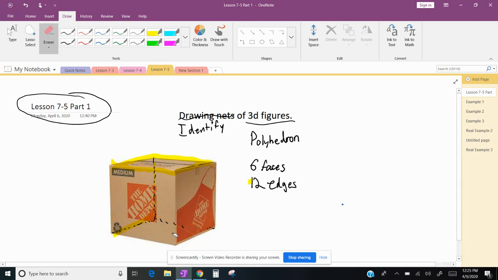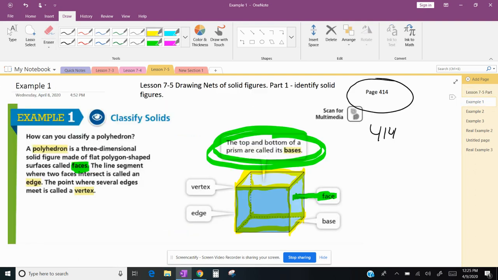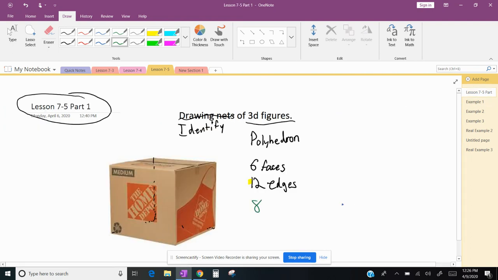So edges. And the last part we can look at, if I go back to example 1, is something called a vertex. A vertex is where the edges come together to form a point. So I see there's a point right there. There's a vertex. There's a second vertex, a third vertex, a fourth one, a fifth one, a sixth one, and the two I can't see, a seventh one, and an eighth one. So this has 8 vertices. Vertexes. We can go with vertexes for now.